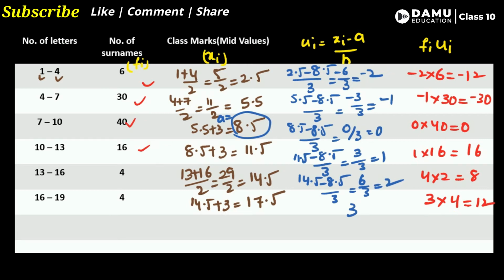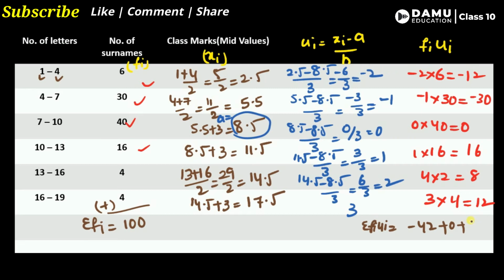So if you add all these values, let's take the summation of Fi Ui. First, the summation of Fi: as we know, 100 surnames are given, so if you add all these values, we get 100. Then the summation of Fi Ui is minus 12 minus 30, which gives minus 42, plus 0 plus 16 plus 8 plus 12.